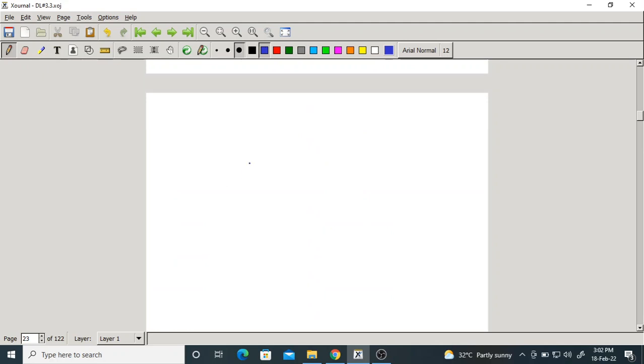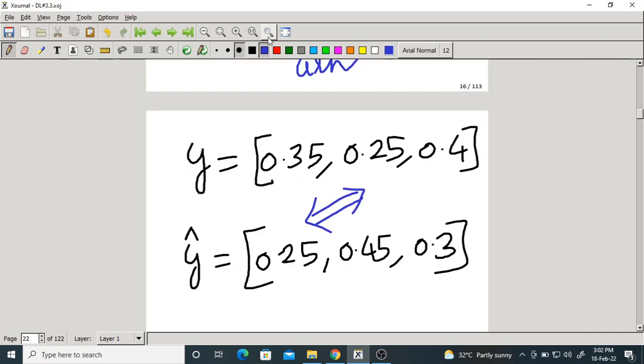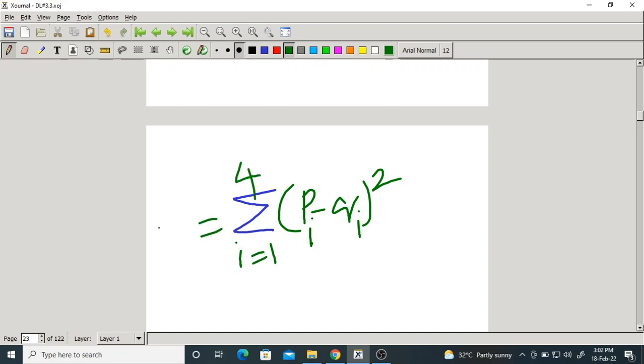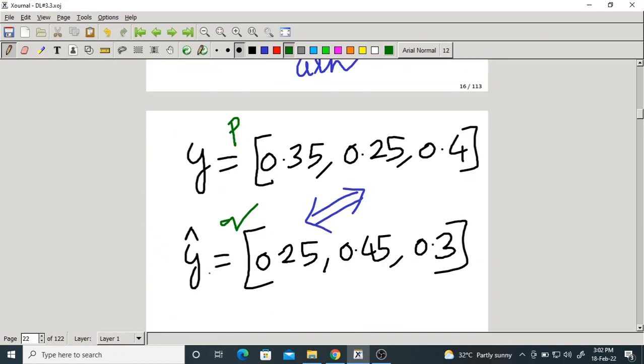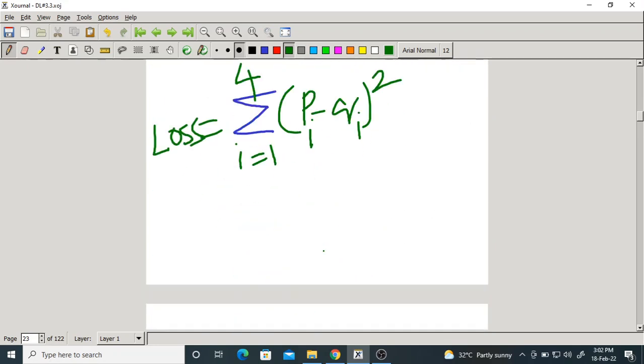Let us call these P and Q. P is the original true or correct probabilities, Q is the predicted probabilities. Now how do we find the loss function? Generally you take P minus Q whole square, that is, (Pi minus Qi) whole square, where i varies from 1 to 4. This is the loss function, isn't it? But the question is, that is one more way of looking at the loss function.